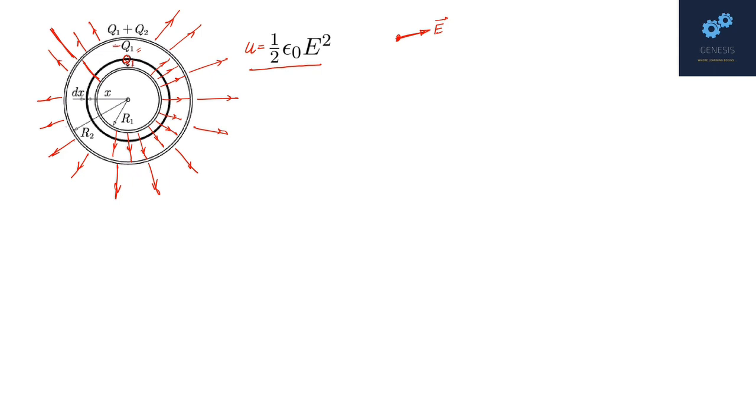How to find this energy? To do this, take a spherical shell shown by the dark black ring here. Take a spherical shell of radius x and thickness dx. So the volume of such a shell will be 4 pi x squared dx. And therefore, the energy stored in this will be half epsilon naught E square into 4 pi x squared dx.